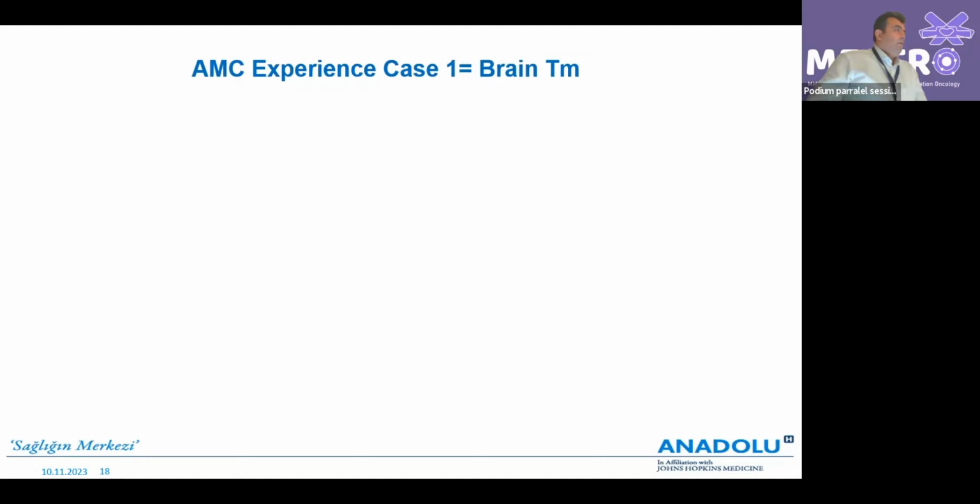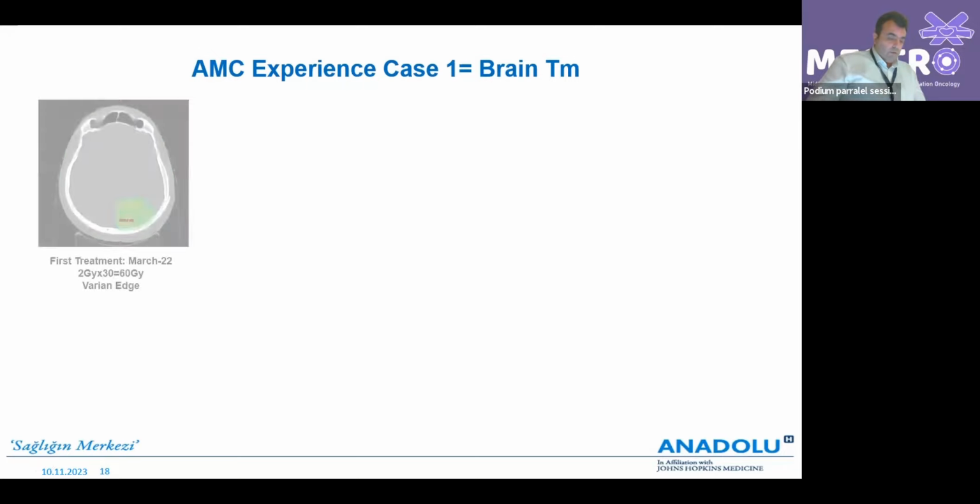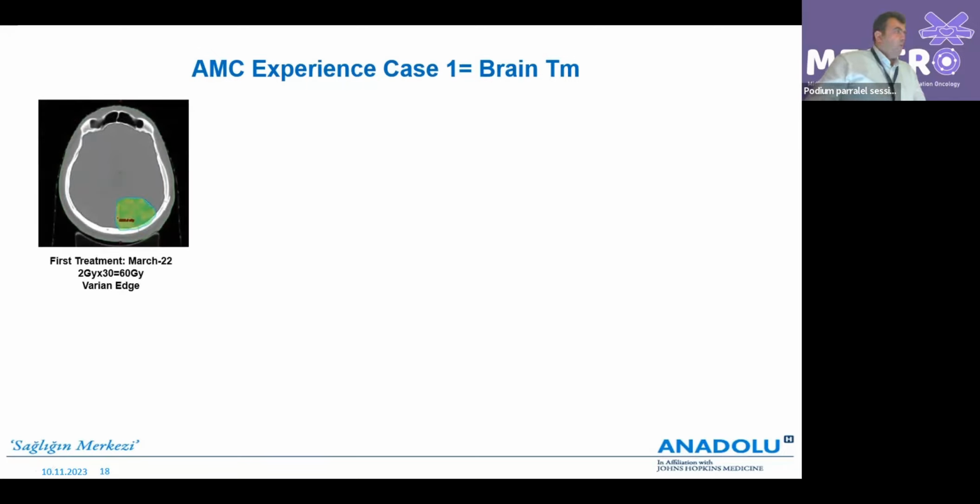So I will give you some real data about our department. This is the first case. We irradiated this patient in March 22, and we gave 3 gray, and the total dose is 16. We used the Varian system in this patient.